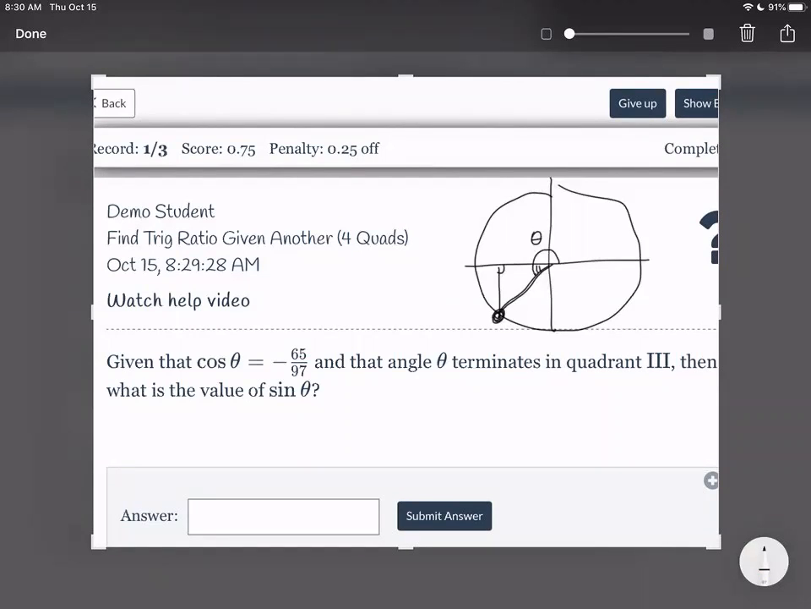So we have, according to SOHCAHTOA, that cosine is adjacent over hypotenuse. So our adjacent over hypotenuse is negative 65 over 97. Remember what I said about the hypotenuse? The hypotenuse is just the distance from the center to your point, which means that it's always going to be positive. So the hypotenuse always stays positive. Then the adjacent side is what takes the negative value, so it's a negative 65.